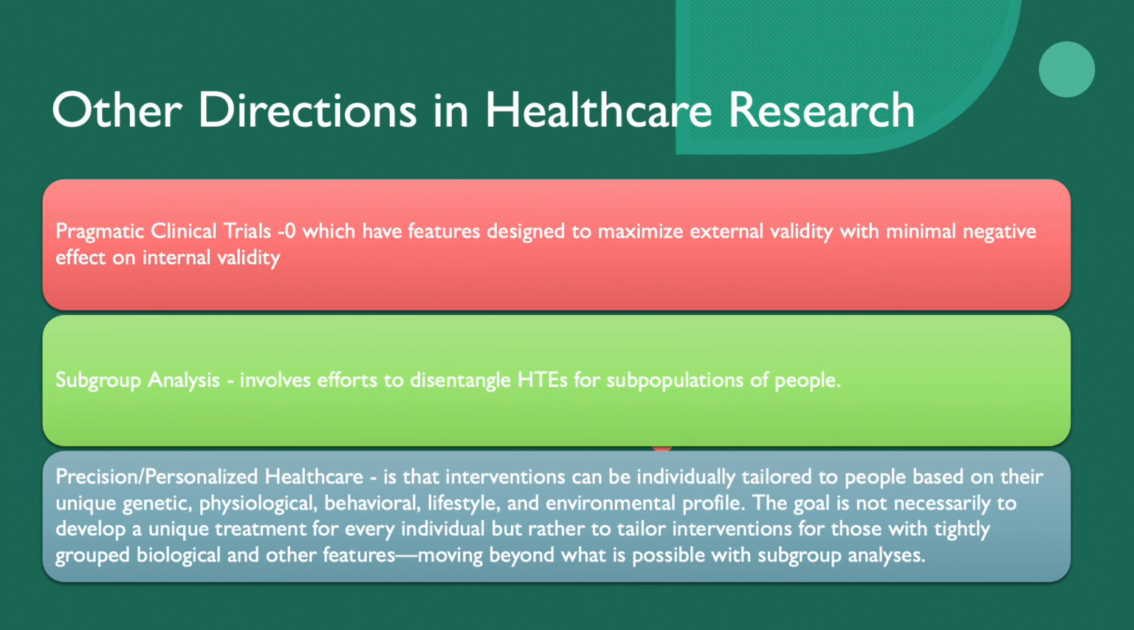The goal is not necessarily to develop a unique treatment for every individual, but rather to tailor interventions for those with tightly grouped biological and other features. So it moves beyond the population, beyond the subgroup, down to the individual level. The other thing that some of these other methods include is cost and cost effectiveness.